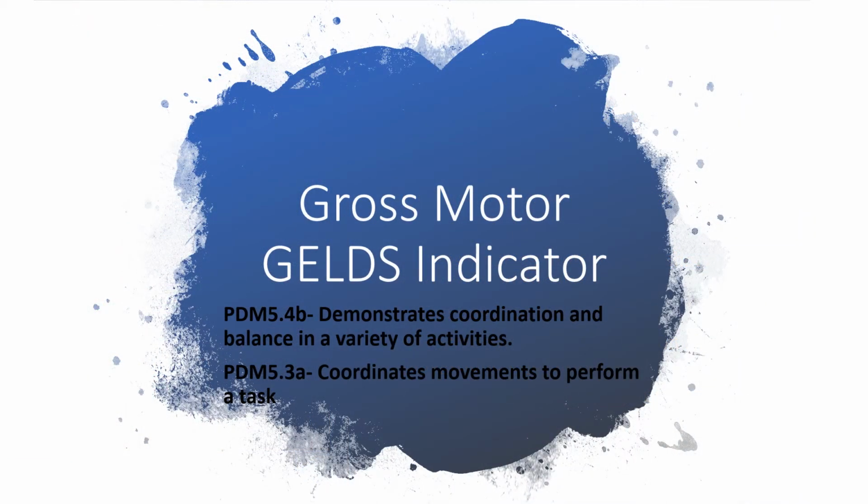In correlation to the previous slide, I have chosen two GELS indicators that coincide with what the child is doing, and that would be PDM 5.4b, which simply states the child demonstrates coordination and balance in a variety of activities. Also, I have chosen PDM 5.3a, stating the child coordinates movements to perform a task.